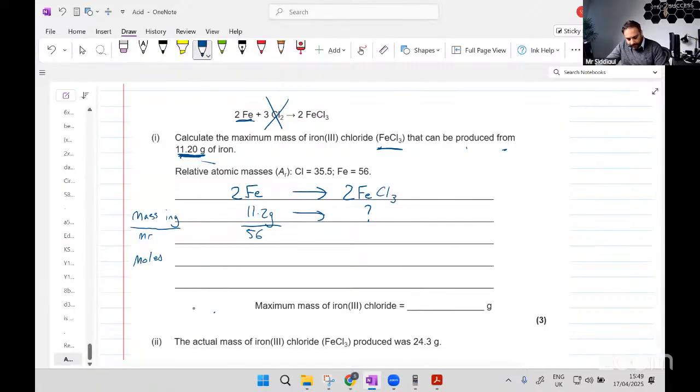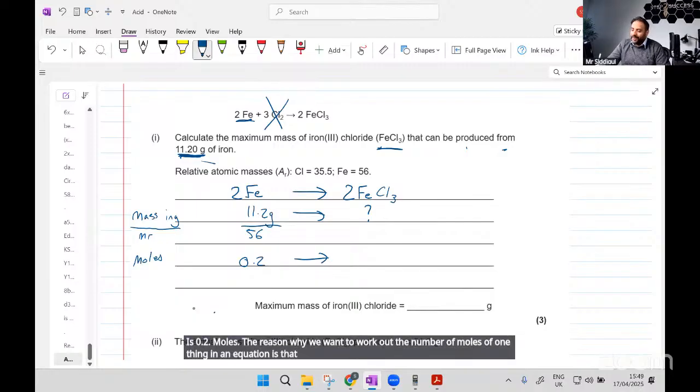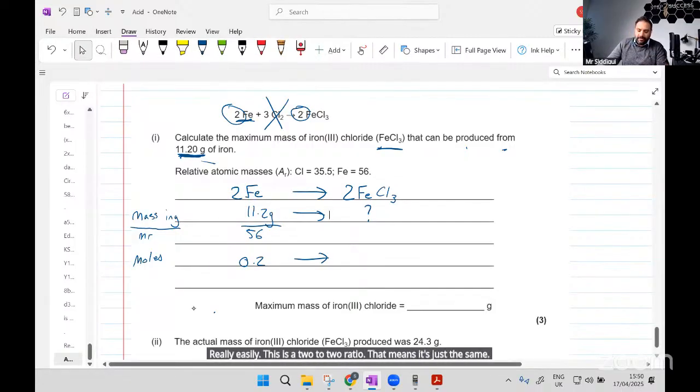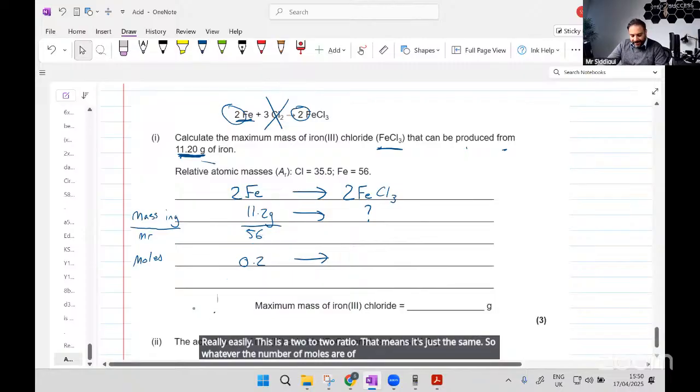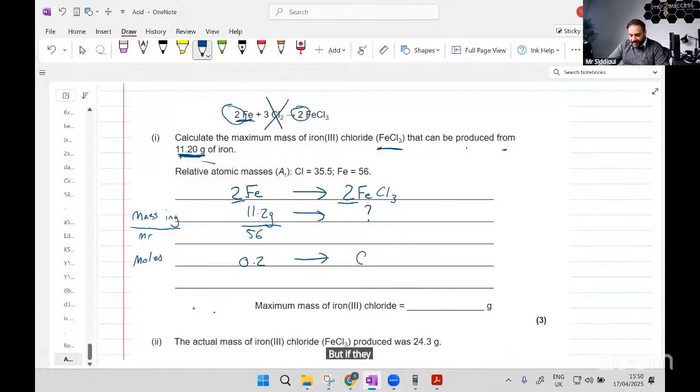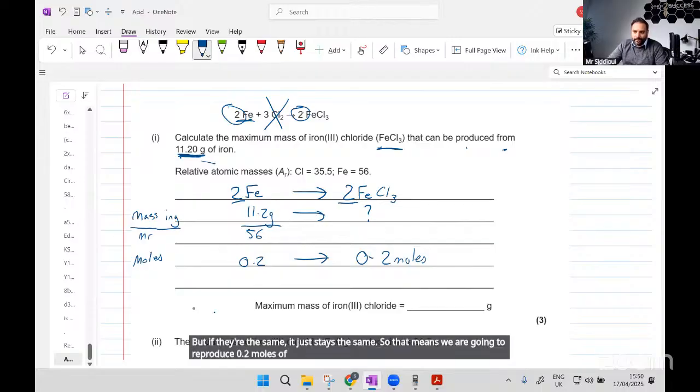is 0.2 moles. The reason why we want to work out the number of moles of one thing in an equation is that we can use the balanced equation to work out the number of moles of the other thing really easily. This is a 2 to 2 ratio. That means it's just the same. Whatever the number of moles are of this side will be the same as the number of moles we produce there. If it had been 1 to 2, then you'd double it. If it had been 1 to 3, you'd triple it. You see what I mean? These numbers are important. But if they're the same, it just stays the same. So that means we are going to produce 0.2 moles of iron chloride in this reaction.